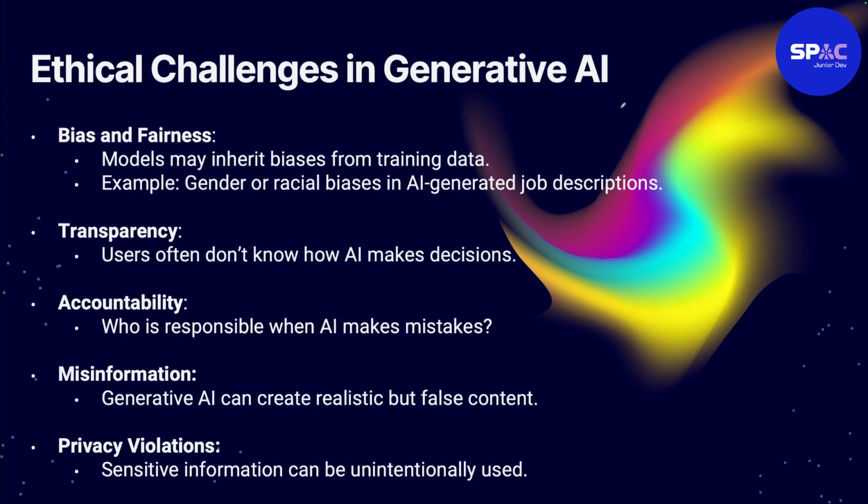So, ethical challenges in generative AI. Bias and fairness. Again, we have to make sure that generative AI is not biased and is fair. Models may inherit biases from training data. So when you train your generative AI, you have to make sure that the data has representation from all areas, from all races, right? Because if you train your model with just black people or just white people, that model will not work for the other group, and vice versa.